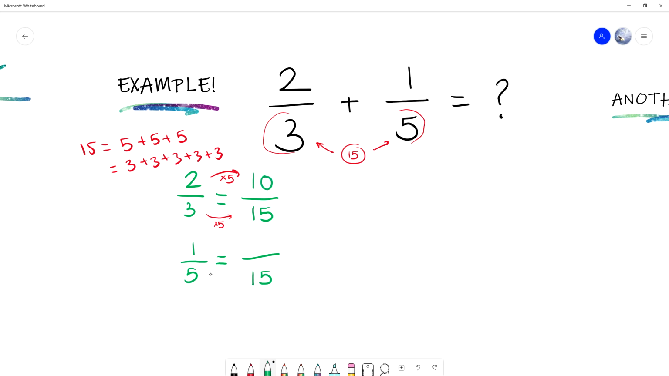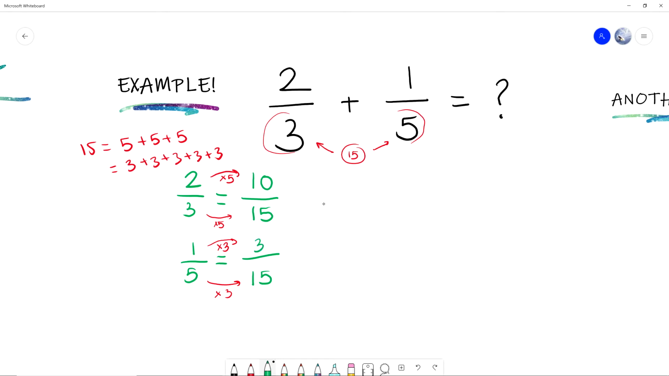So now, how about a fifth? I want to write an equivalent fraction to a fifth. How much do I have to multiply 5 by to get to 15? By 3. So what should I do to the 1 up here to get an equivalent fraction? You should use 3 also. Yes, I should also multiply by 3, so I'm going to get 3 over 15.